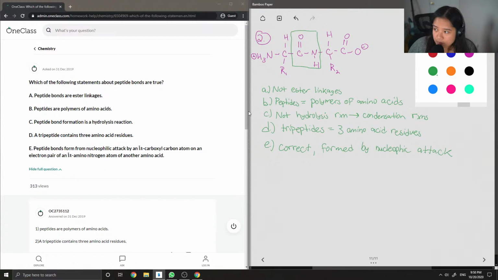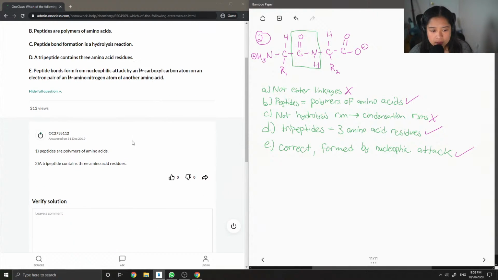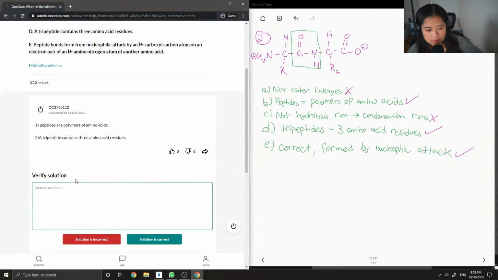Let's go over them again. So A was false. B was correct. C was false. D was correct. And E was correct. So our junior tutor said peptides are polymers of amino acids. A tripeptide contains 3 amino acid residues. The solution was correct. I'll also add that E is correct as well.